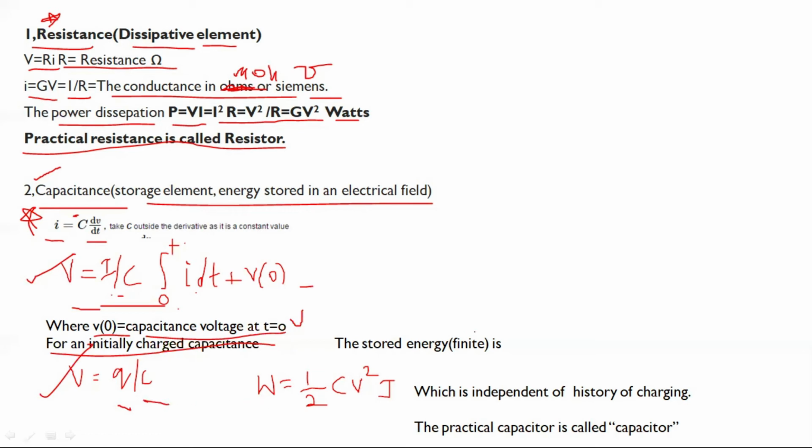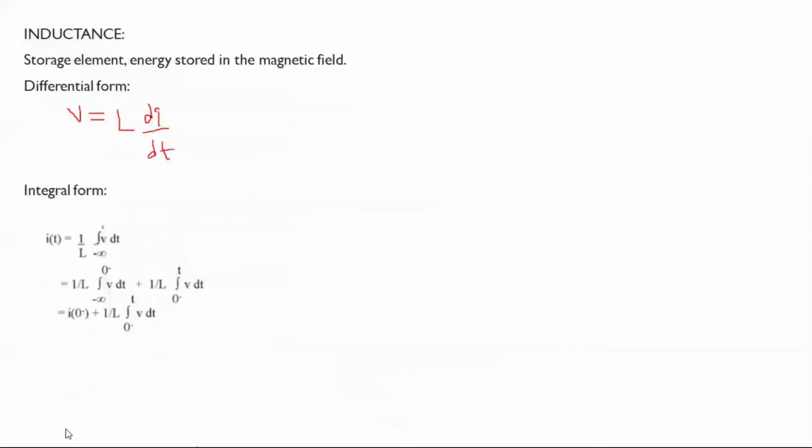The finite energy stored across the capacitance is W is equal to half C V squared joules. C is capacitance, V is voltage across the capacitance, and W is the stored energy in the capacitance, which is independent of the history of charging. Whether you charge initially or continuously, it is independent. The practical capacitance is called the capacitor.